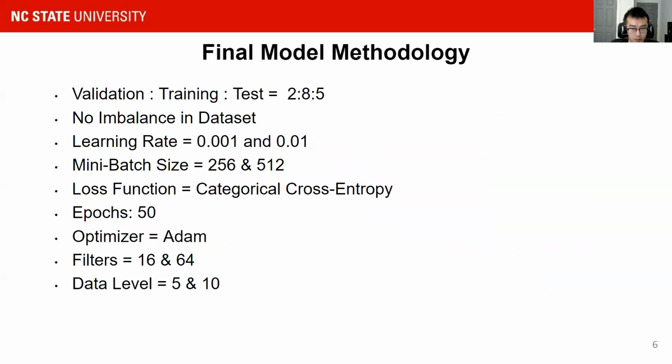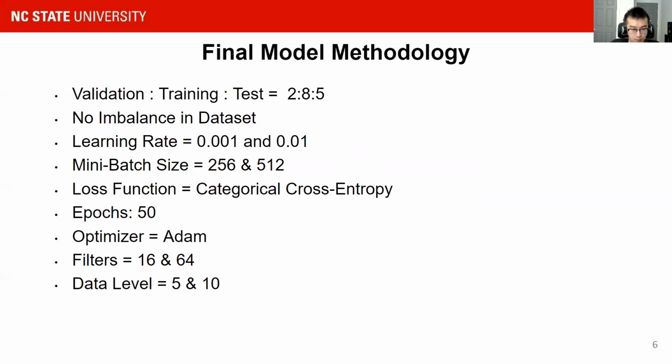So this is some of the methodology of our final model. We split the training, validation, and testing datasets into a 8:2:5 ratio. And we identify that there's no imbalance in the dataset. For hyperparameter tuning, we try learning rates of 0.01 and 0.001 using the Adam optimizer. And we also try mini batch sizes of 256 and 512. And we use categorical cross entropy as the loss function.